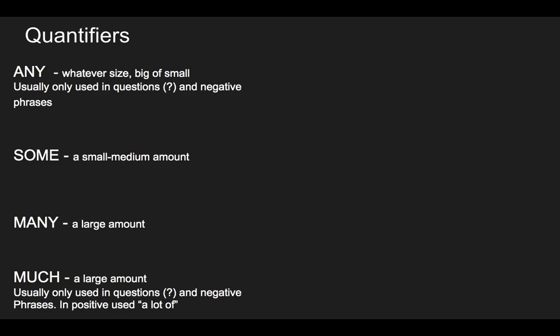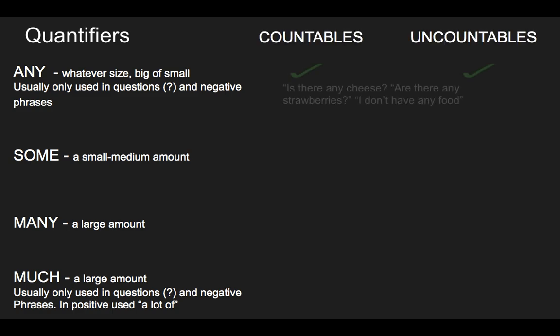These quantifiers, we have any, some, many, and much. So any is sort of like whatever size. It could be big or small. Usually we only use it in questions or negative phrases. And we can use it with both countable and uncountable nouns.